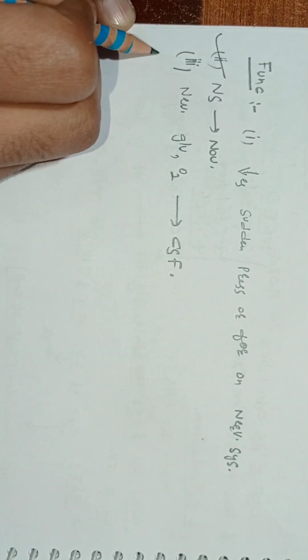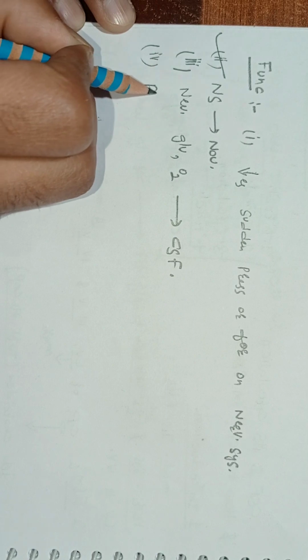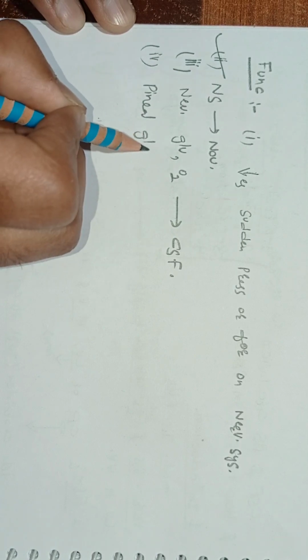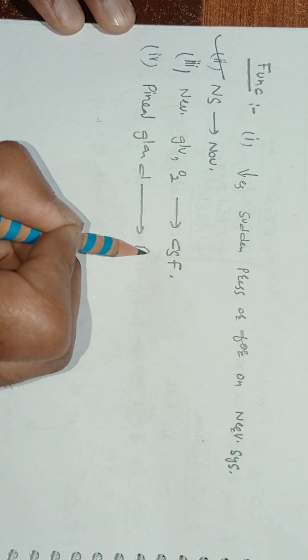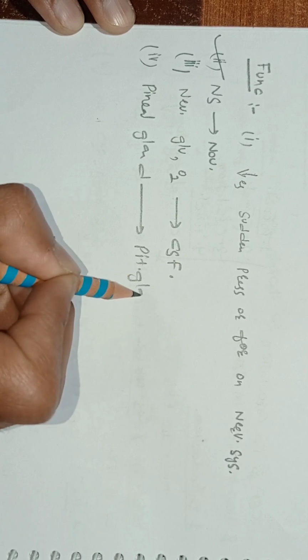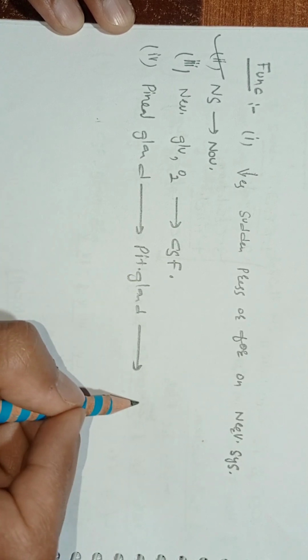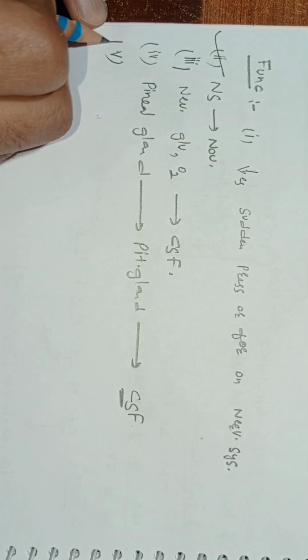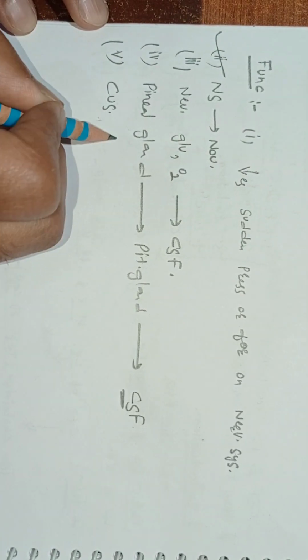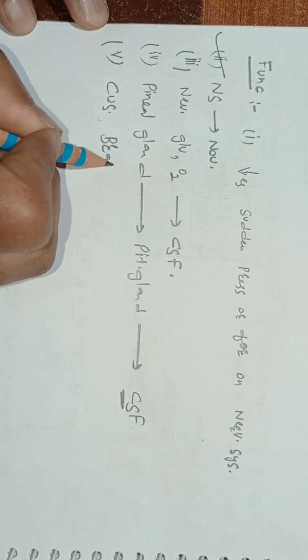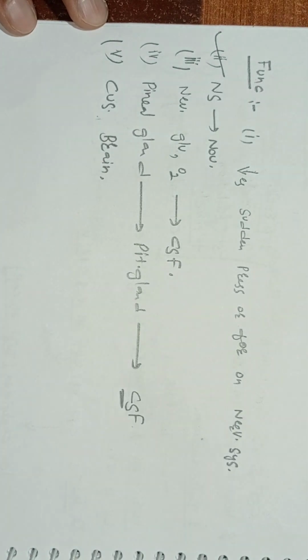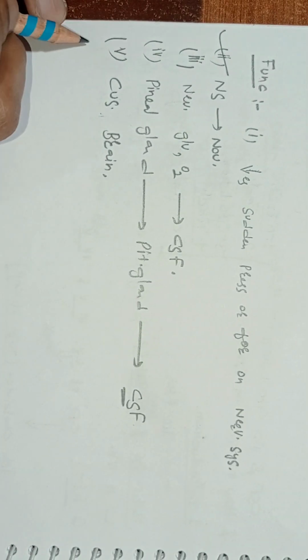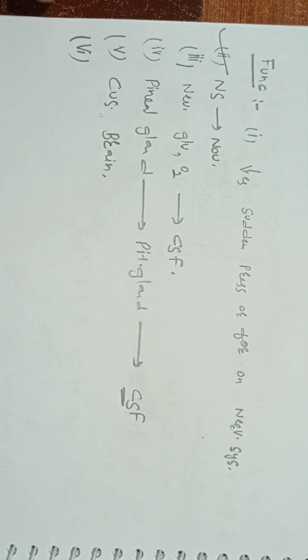Clearly, number fourth function, pineal gland. Pineal gland secretions must reach the pituitary gland. So these secretions reach the pituitary gland through a medium, that is CSF. This is another function. Number fifth function, it cushions the brain. Clearly, there is a cushion effect on the brain which is provided by CSF.